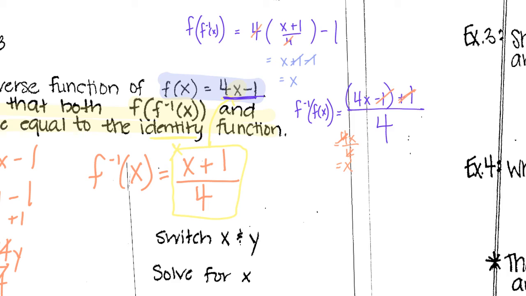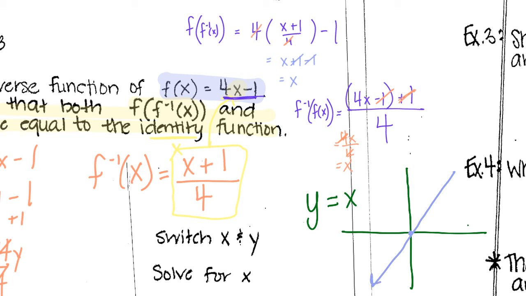Remember, the last thing they said is that it reflects over y equals x. So we need to know what this graph looks like. Remember that it is a linear graph. It goes through 0, 0. And remember, it just has a slope of 1. So over 1, up 1, over 1, up 1. So if I was to plug in 4x minus 1 in my TI-84, and x plus 1 over 4 in my TI-84, it should reflect over this line.